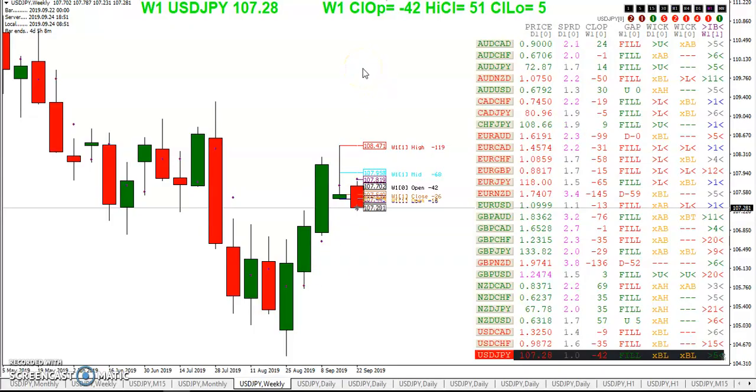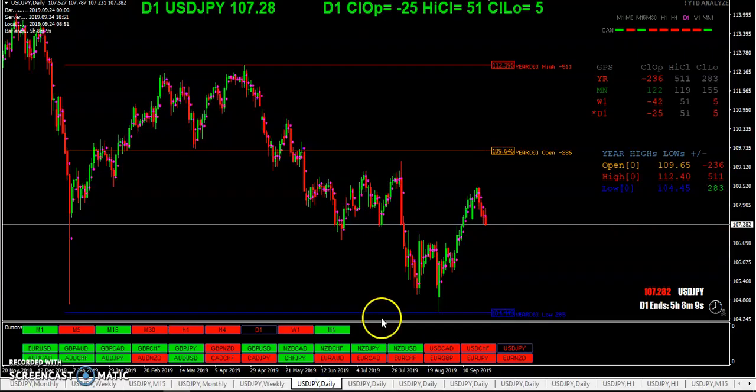Let's take a look here at the weekly. We see the dollar yen is pushing further, making new lows today for the week. We're 42 pips below the open, so anybody taking that weekly open cross trade is in the money. And we still have some gaps that haven't filled. We're 236 pips below the yearly open, but we're still up for the month by 122 pips.